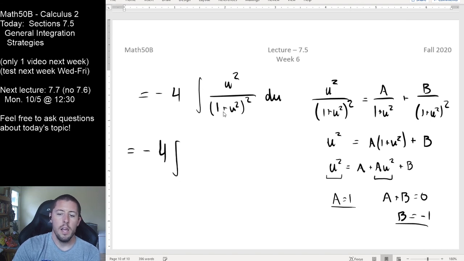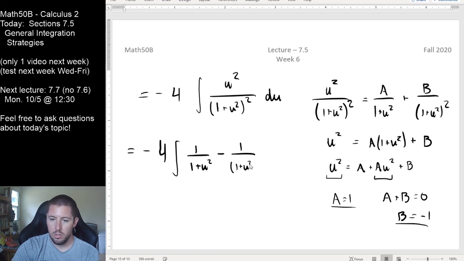So I've done my partial fraction decomposition, and it looks like we should be able to rewrite this integral. That denominator doesn't seem horrendous, but with a u squared on top I didn't know what to do. Now we have constant numerators up there, which is nicer for us. So now we've got 1 over (1 plus u squared) minus 1 over (1 plus u squared) squared du.